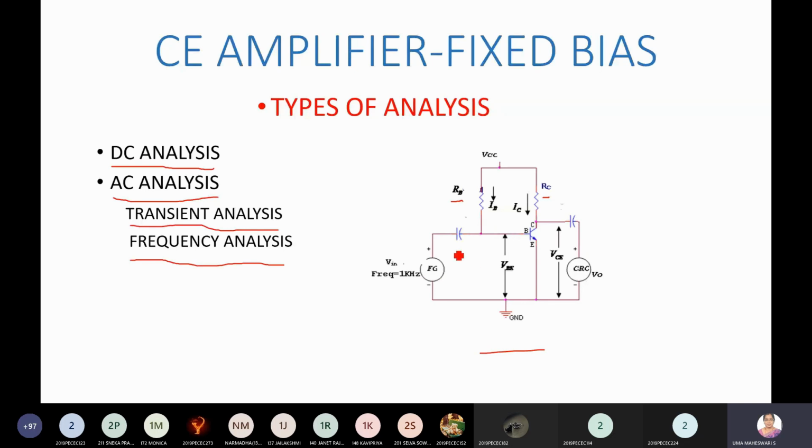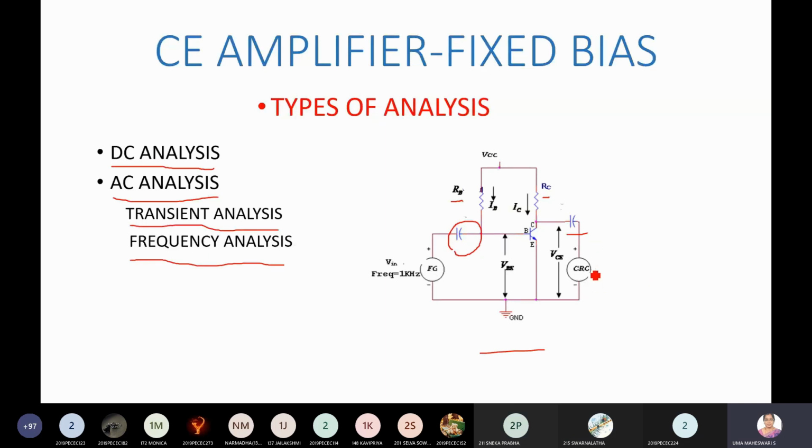So can you tell me what is the name of the capacitor which will be available on the input side? C1 is a representation. What is the name of that capacitor? Yes, good, because it is the coupling capacitor. Similarly, you're going to have a capacitor at the output side. It is called the coupling capacitor. Okay, good.